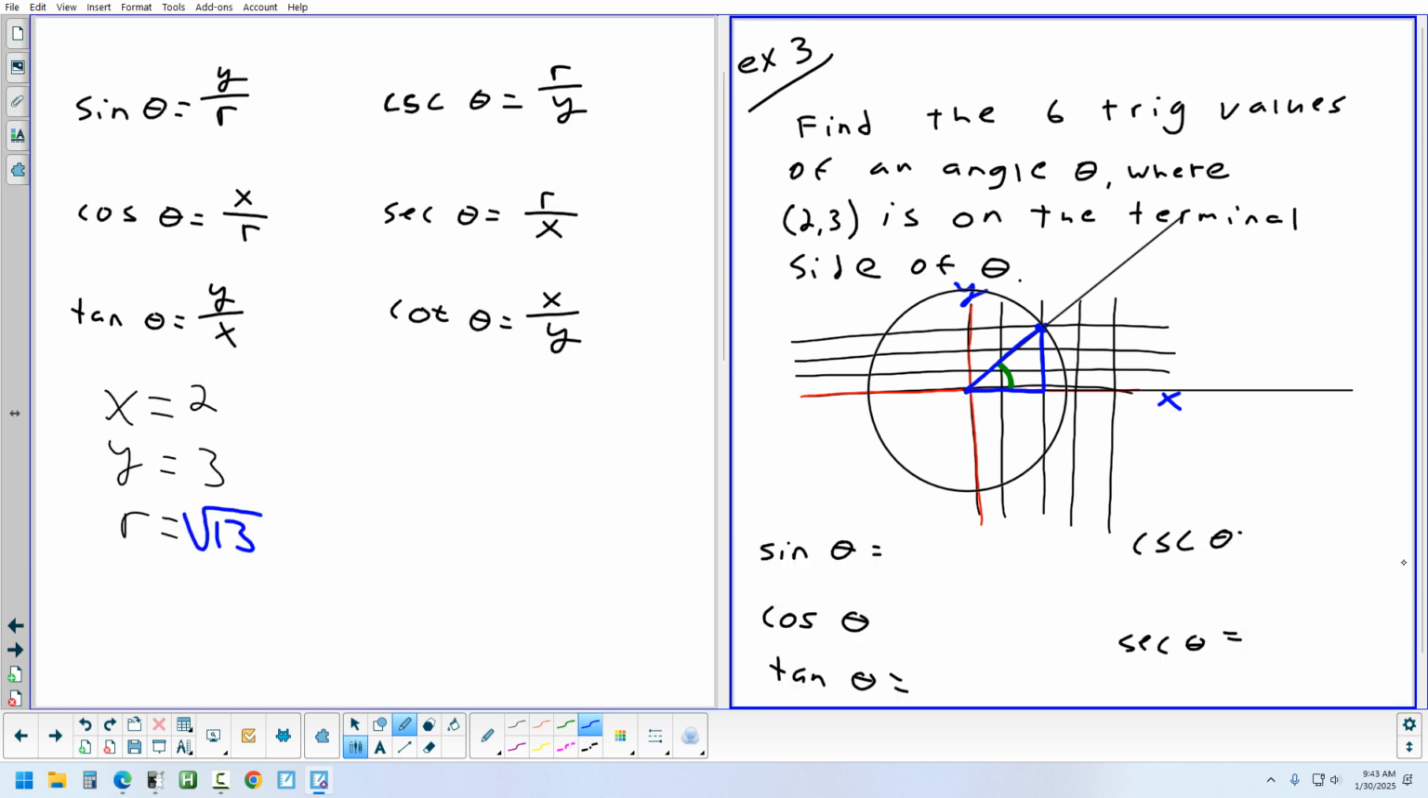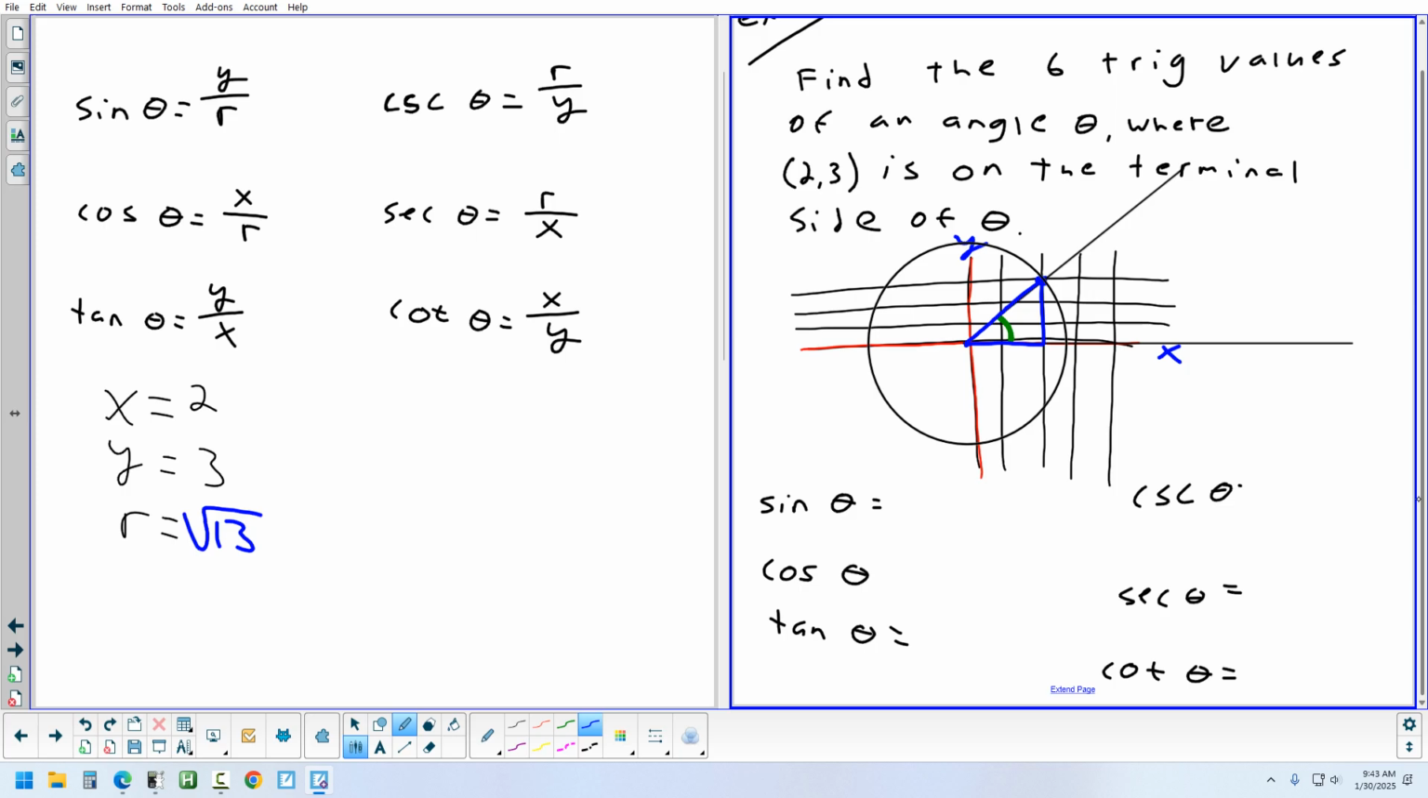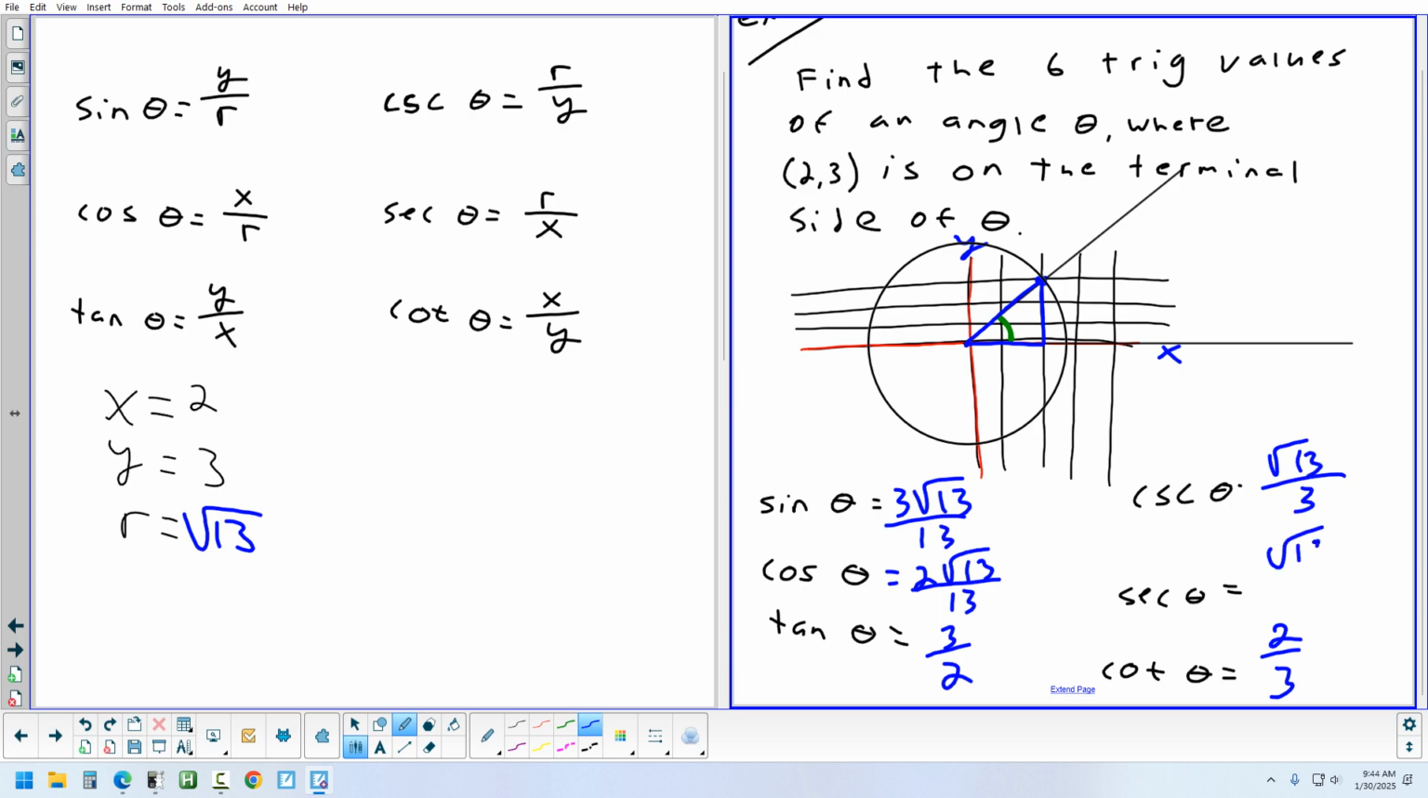We'll leave that there. Okay, so my sine is y over r, so 3 root 13 over 13. My cosine is x over r, so 2 root 13 over 13. My tangent is y over x, so 3 over 2. My cotangent is 2 over 3. My cosecant is going to be root 13 over 3. And my secant is root 13 over 2.